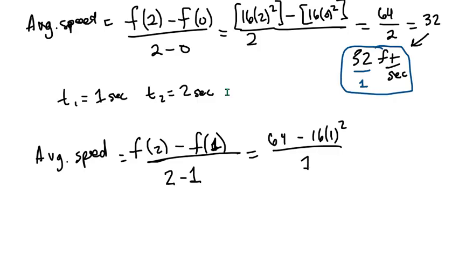And then on the bottom, 2 minus 1. So that's going to be 64 minus 16 over 1, which gives us 48 over 1, or 48 feet per second.